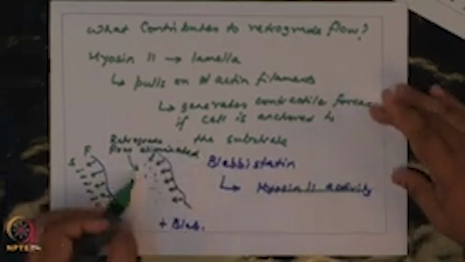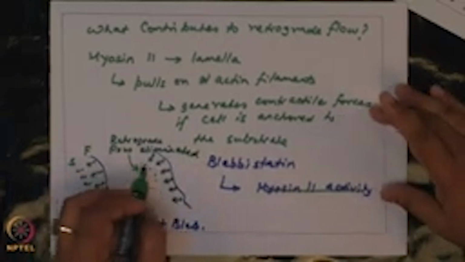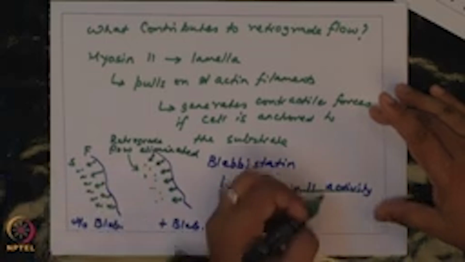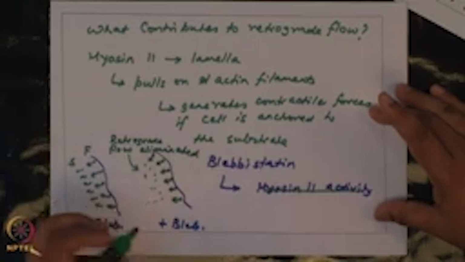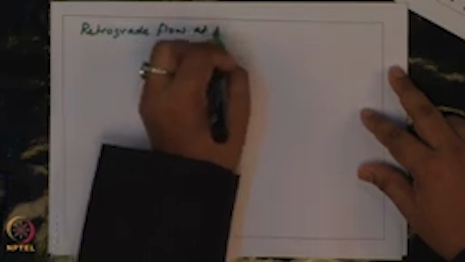So, this point proves that when you have retrograde flow eliminated in the presence of blebistatin, which inhibits myosin 2 activity, it suggests that retrograde flow in the lamellar region is attributed to myosin 2 pulling along actin filaments. So, the filaments are pulled rearward, and that contributes to the loss of retrograde flow when you add blebistatin. Then, what contributes to retrograde flow at the leading edge?